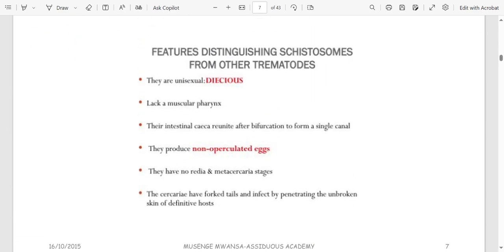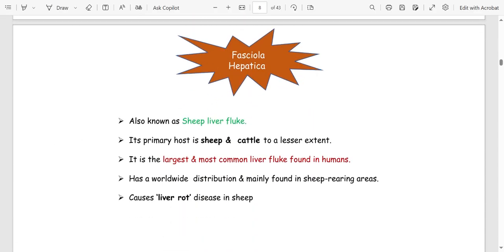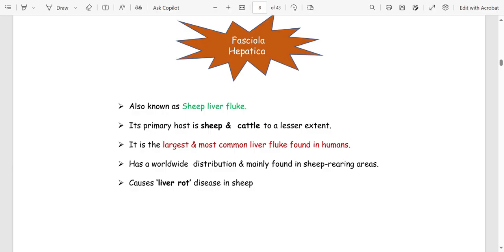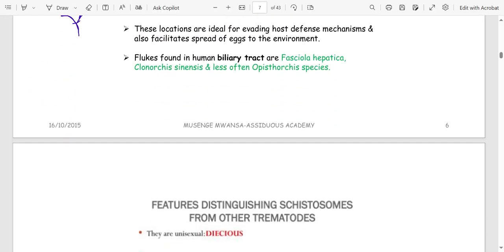Now, again, when you look at this slide, I think it is a misnomer here. For the liver flukes, I have Fasciola hepatica, Fasciola gigantica, and then the other one that you've mentioned here, Clonorchis sinensis.